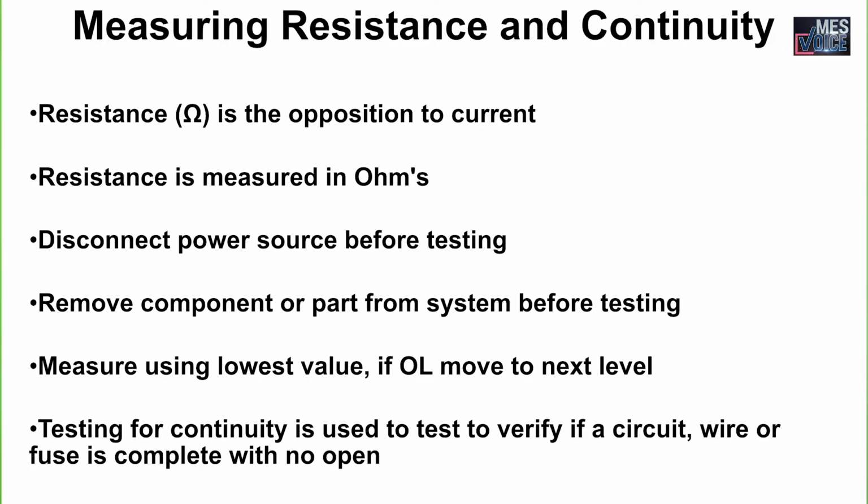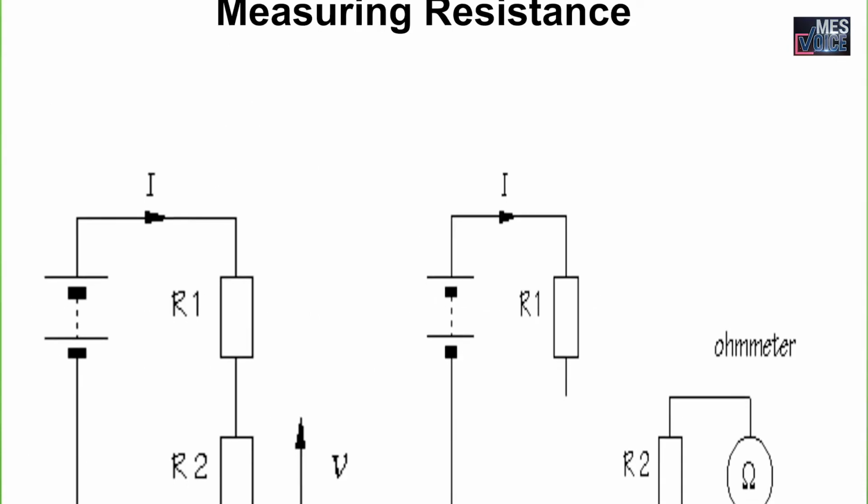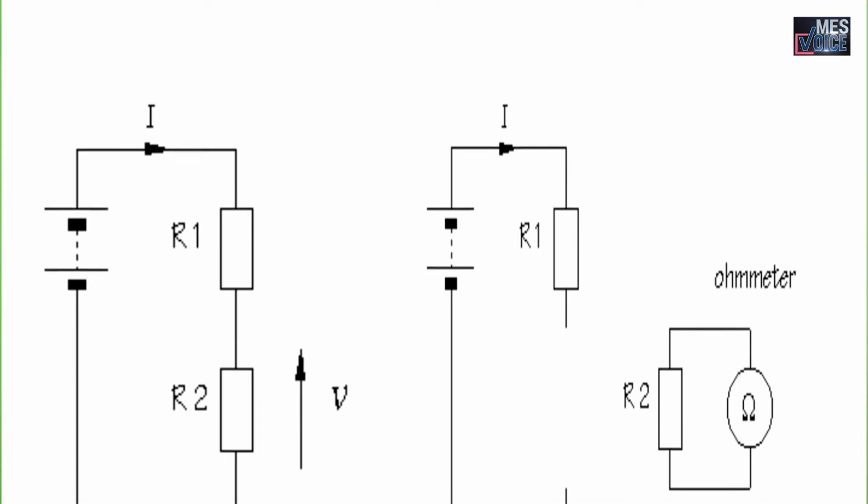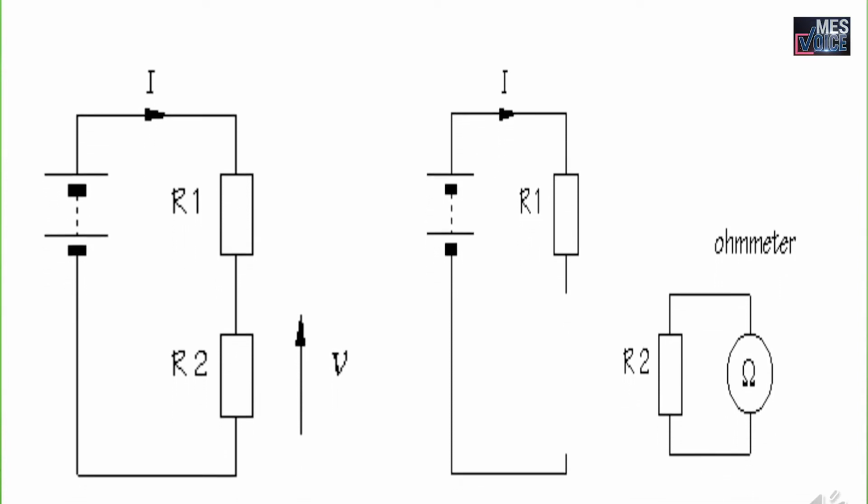Testing for continuity is used to verify if a circuit, wire or fuse is complete with no open. Audible continuity sounds an alarm if the circuit is complete. If there is no audible alarm, a resistance of 1 ohm to 0.1 ohm should be present. For measuring resistance, we are connecting an ohm meter across R2. This is the measuring resistance circuit.